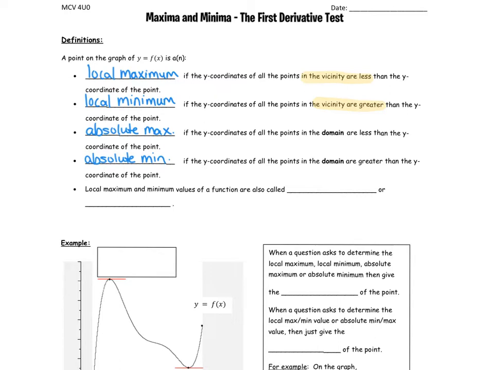And just one new term that we want to hear, local maximum and minimum values of a function are also called local extreme values. Or you will see in the textbook them called local extrema. So that would mean find the local max and mins. Okay, so let's look at this example.